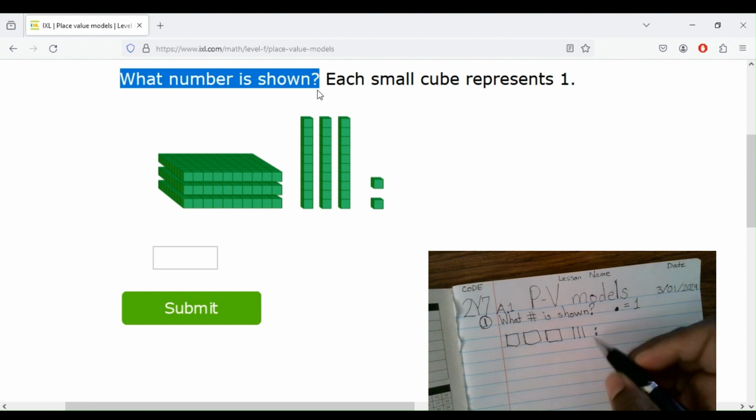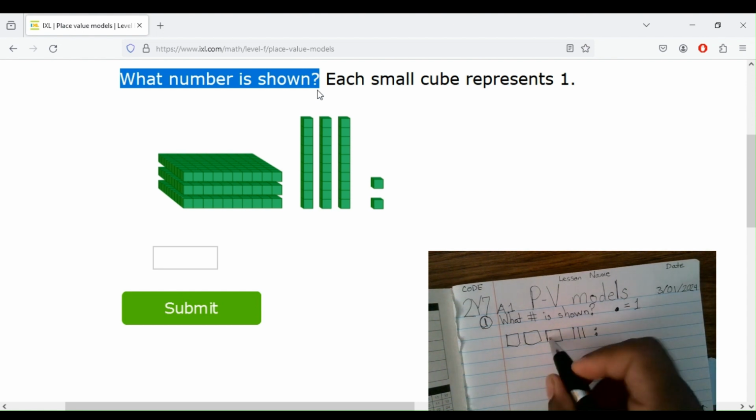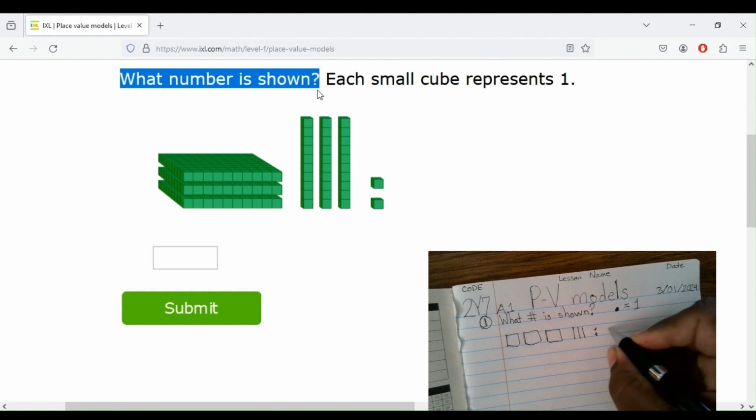Well, that's if these represent 1. If my unit cube represents 1, then a long represents 10, and a flat would represent 100. So I have 100, 200, 300, 310, 320, 330, 332.